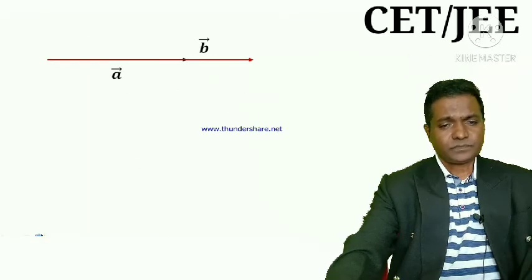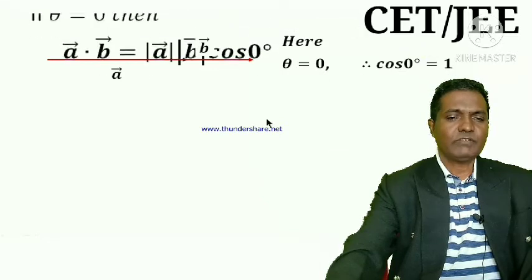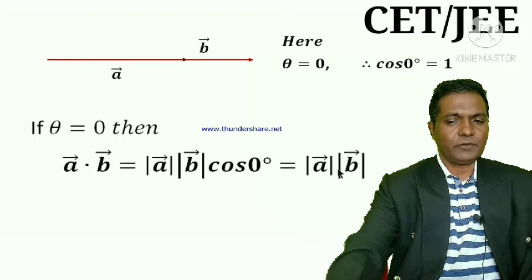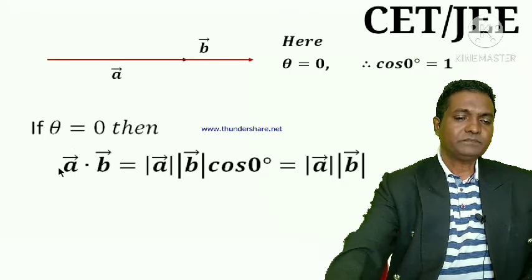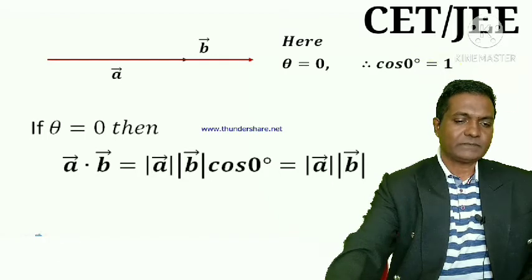Okay, so what will happen here? Here theta is 0. So we know that cos 0 degree is always 1. So when you apply the formula, A dot B is what? Magnitude of A into magnitude of B into cos of theta. So cos of theta is here what? 0 degree. So cos 0 degree is 1. So you are left with magnitude of A into magnitude of B. So whenever the angle between two non-zero vectors is 0, then definitely their dot product is going to be magnitude of A into magnitude of B. So let's discuss further.